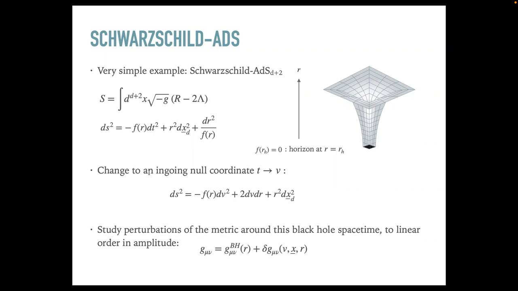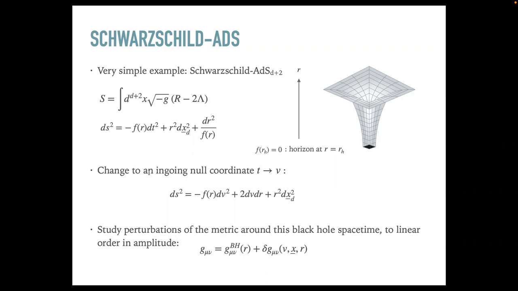Okay, so in these coordinates, the r component of the metric is singular at the horizon, and this is a pain. To get around this, I'm going to change from the ordinary time coordinate to an Eddington-Finkelstein-like coordinate v. This is just an ingoing null coordinate. And if I write the metric in terms of these coordinates, then this coordinate singularity in the metric goes away. So from now on, I'm always going to be working in this coordinate system. Okay, so this is my planar black hole.